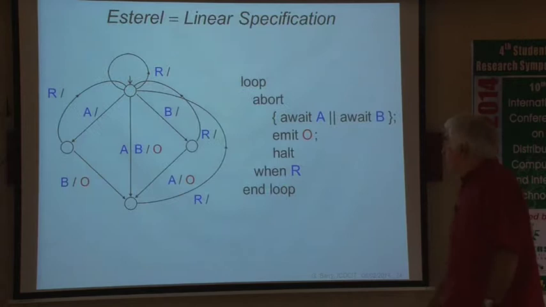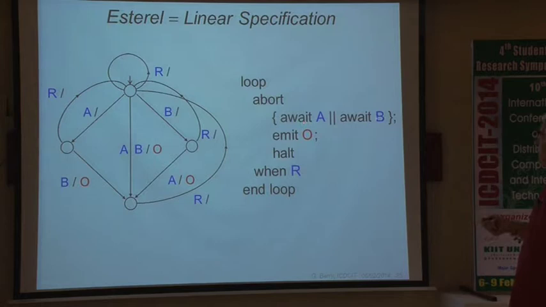Linear. You say, well, you wait for A and B in parallel, and the meaning of this is: this terminates when A comes, this terminates when B comes, and this terminates when both terminate. So this terminates when the last of A and B comes. And then in no time you have O, in the same cycle if you want, and you abort that when R comes, and you start again. So that's your code. And you see the difference is big.